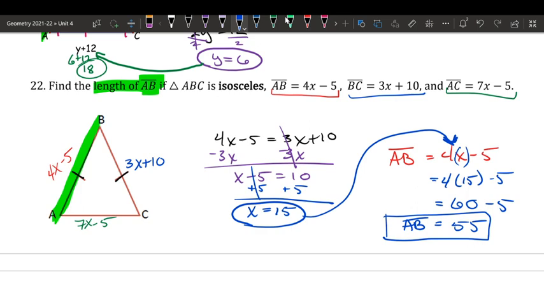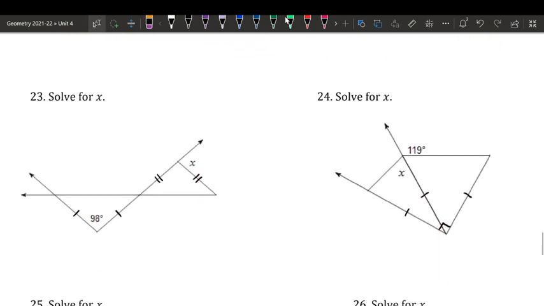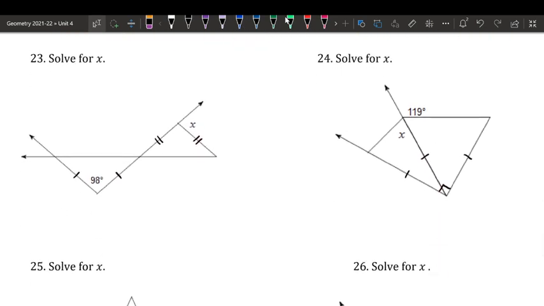All right. Number 23. Solve for x. Alright, this is one of those where you have to just start where you have a value, something you can work with. I see that there's 98 degrees and there's x. I can't really do much with the x, so I'm going to start with the 98 degrees. 98 degrees is right there.